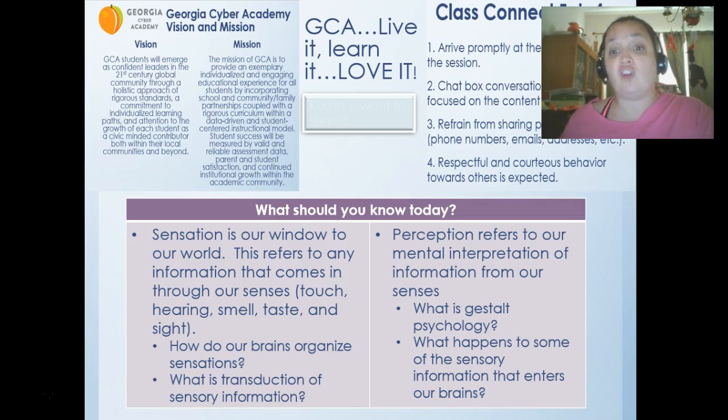And then we'll get into starting to talk about perception, our mental interpretation of information from our senses. We're not going to go as deep into that this class, that'll be more next, but it is important to consider once that information comes in our brain, what do we do with it? How come two people can be in the same place and have two different opinions or perceptions? So that's the question we want to ask.